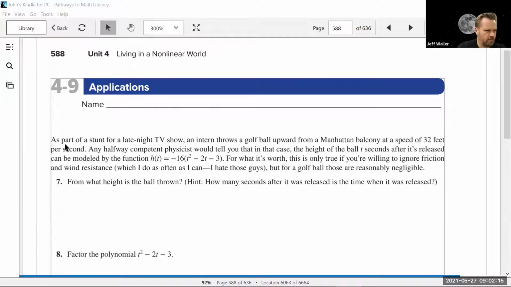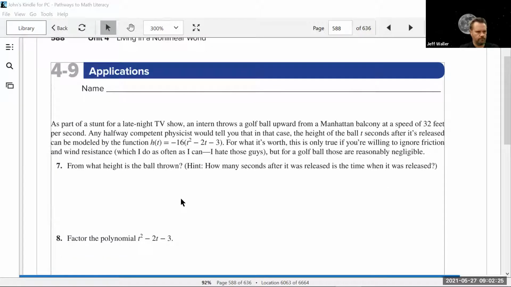This is about the golf ball, right? It's like a late night TV show. Yeah, that one. So, golf ball on a late night TV show. Okay. So listen, T is the seconds after it's released, correct? Right? T is how many seconds after it's released? Yes? Okay.